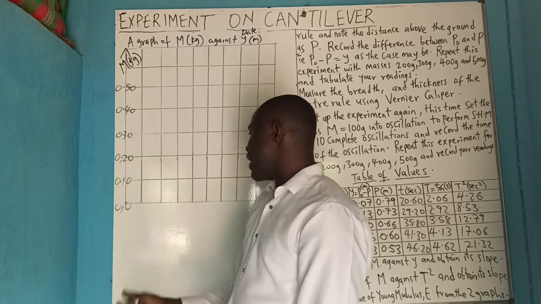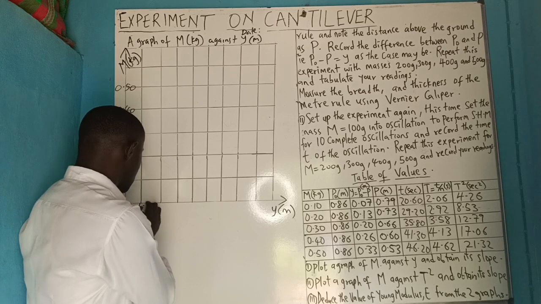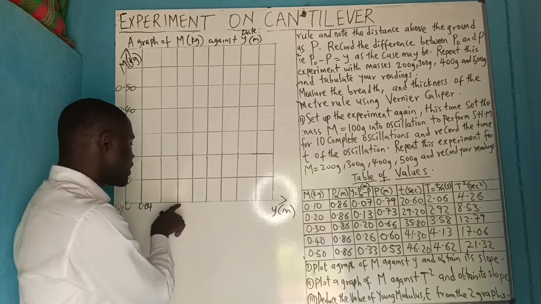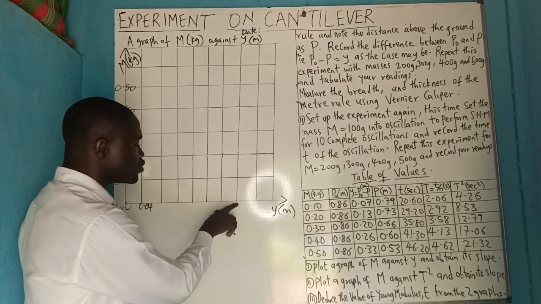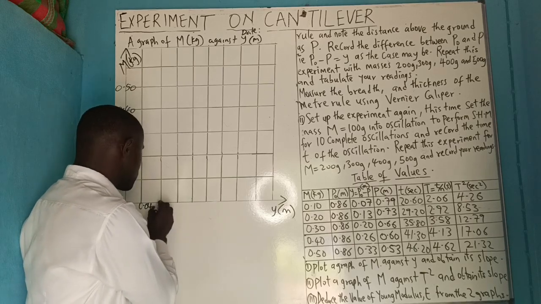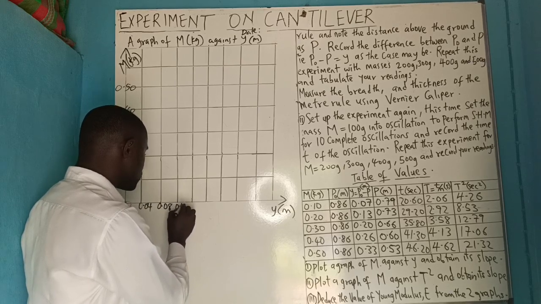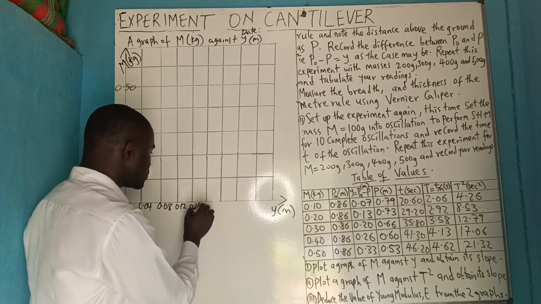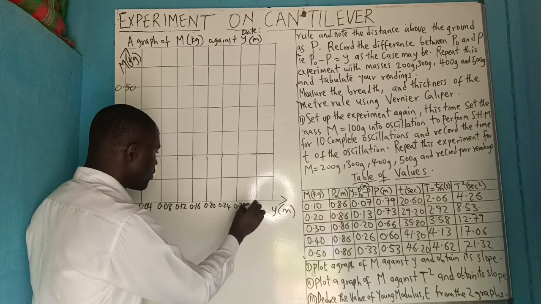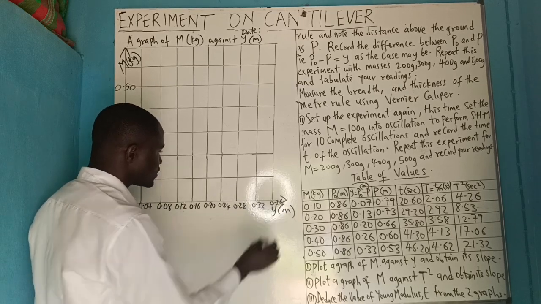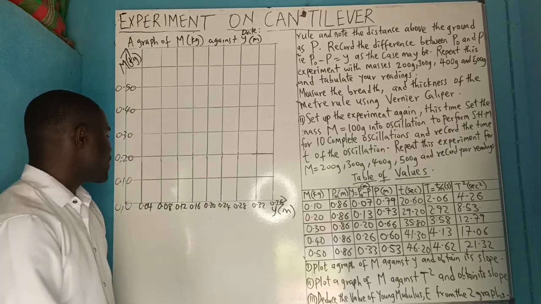Are you getting it? And so coming to this side, we'll be choosing 0.04, 0.08, 0.12, 0.16, 0.2, 0.24, 0.28, 0.32. Okay. 0.08, 0.12, 0.16, 0.20, 0.24, 0.28, 0.32, and 0.36. The highest is 0.33. So we have chosen our appropriate scale now so that it will balance.